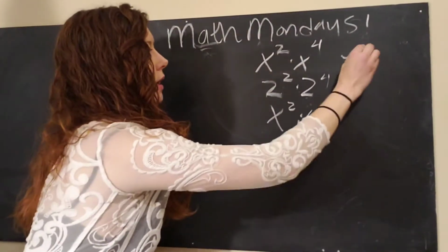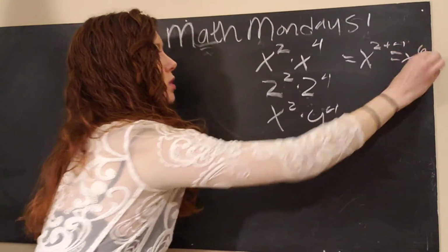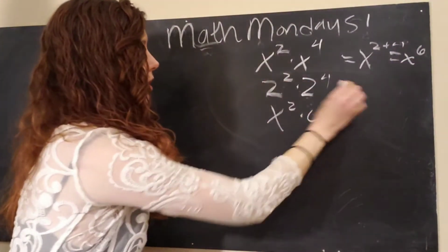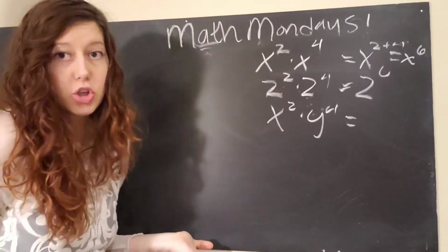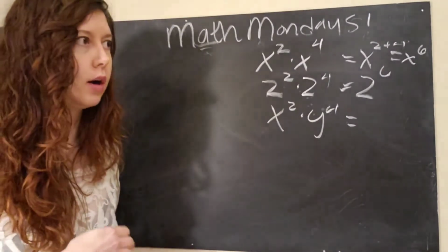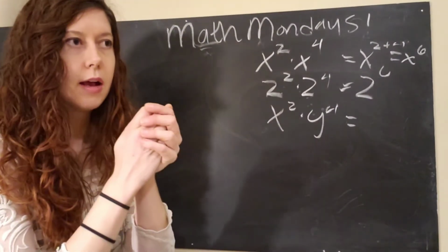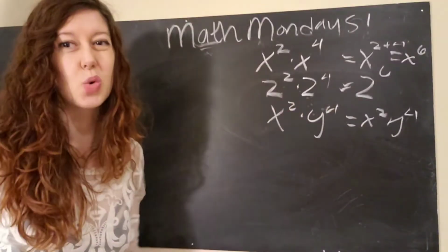So what does that look like? It's just x to the 2 plus 4, which equals x to the 6th. Same thing here, 2 plus 4, so we get 2 to the 6th. But this, we cannot combine because it's different information. And we have to keep that information separate so that we are keeping the right information within the equation. So the only way to simplify this is to just write it like that without the dot, knowing that these two are multiplied together.